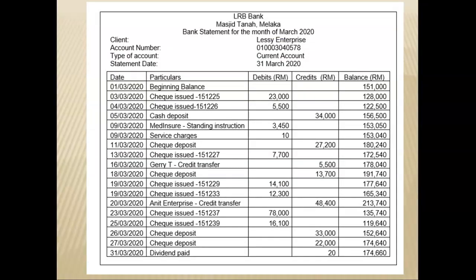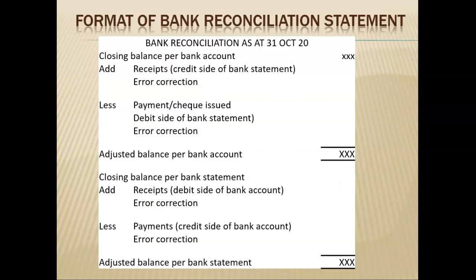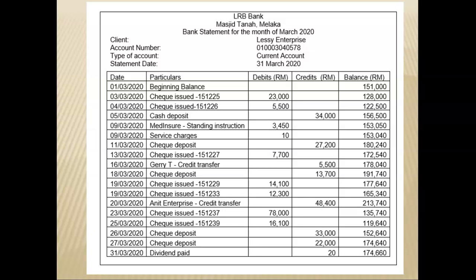Okay, this is a simple sample of the bank statement that a business would receive. It is more or less like your bank account or bank ledger. So you have a date, particulars, the debit, credit, and balance columns. However, it is slightly different from your bank ledger, because in your bank ledger, bank account, debit means the money received, and the credits would be the money outflow.